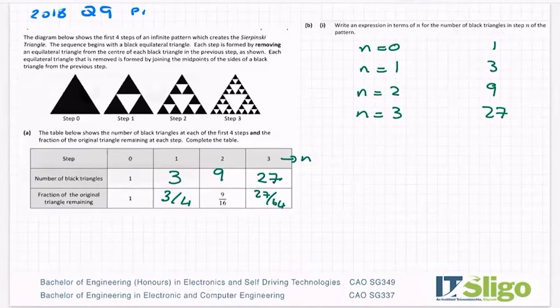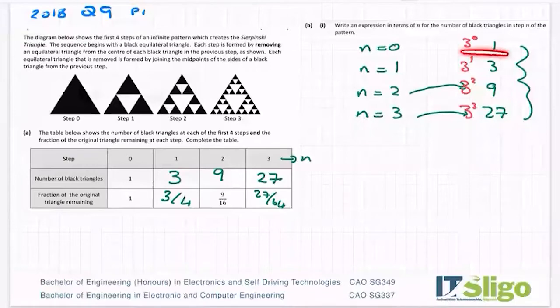Right, so how do I go from 2, n is equal to 2, to 9? How do I go from 3 to 27? Well, these are all base 3 numbers. In other words, that's 3 to the power of 1, this is 3 to the power of 2, this is 3 to the power of 3. And this one could be written as 3 to the power of 0.